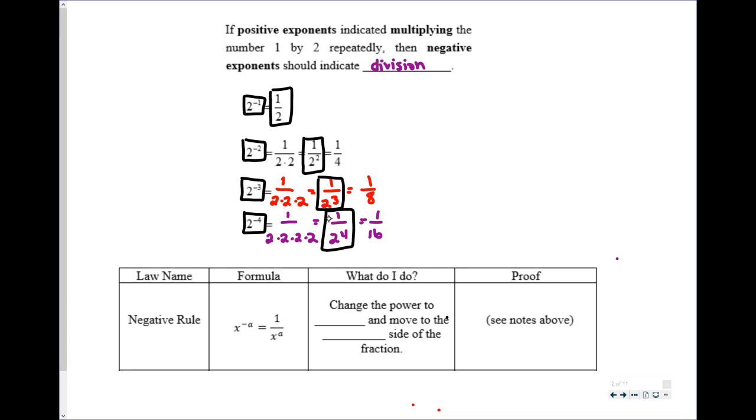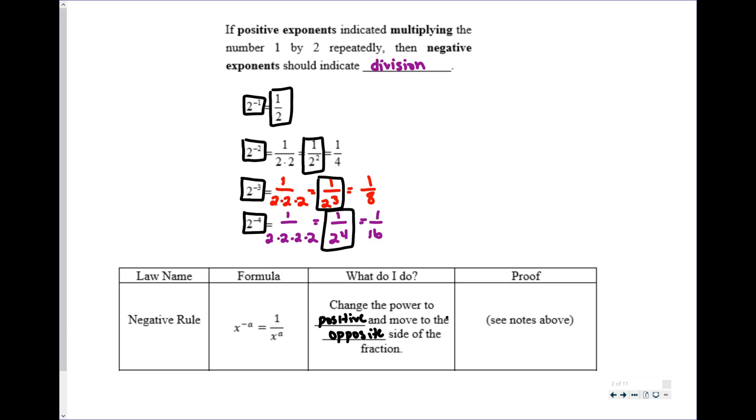We can say that if I have a number raised to a negative value, then I can change the power to be positive. So I'm going to make whatever the exponent is positive, and then I'm going to move that base, that term, to the opposite side of the fraction, which sounds very weird, I know, but when we see it in practice, you're going to get a pretty good sense of how it works.